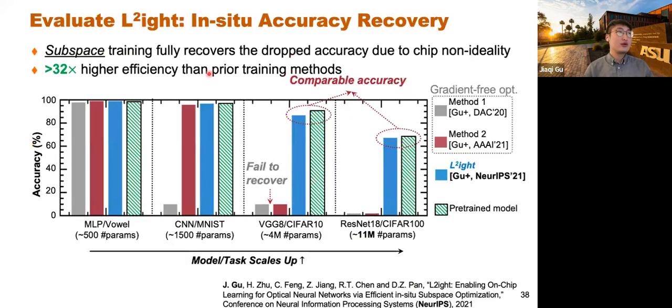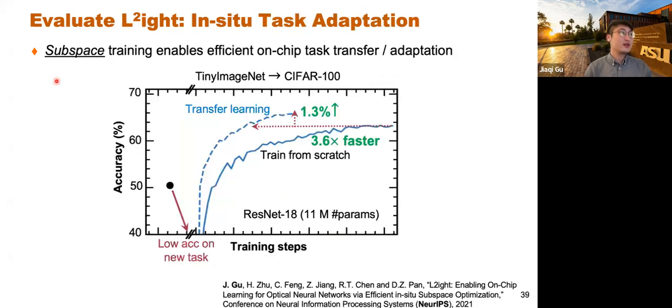Overall, compared to previous methods, on different benchmarks up to 11 million parameters, even with circuit error, our blue bar, the light solution, can efficiently recover the accuracy even with a large error and noise, compared to the ideal pre-trained model. All other previous methods based on genetic algorithms or zeroth order algorithms will diverge or fail to recover. In terms of efficiency, because we have this three-level sparsity, we can be 30 times more efficient, even compared to state-of-the-art machine learning algorithms for efficient training.